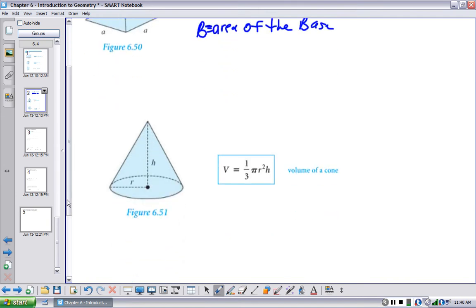The volume of a cone is 1/3 pi times the radius squared, times the height.